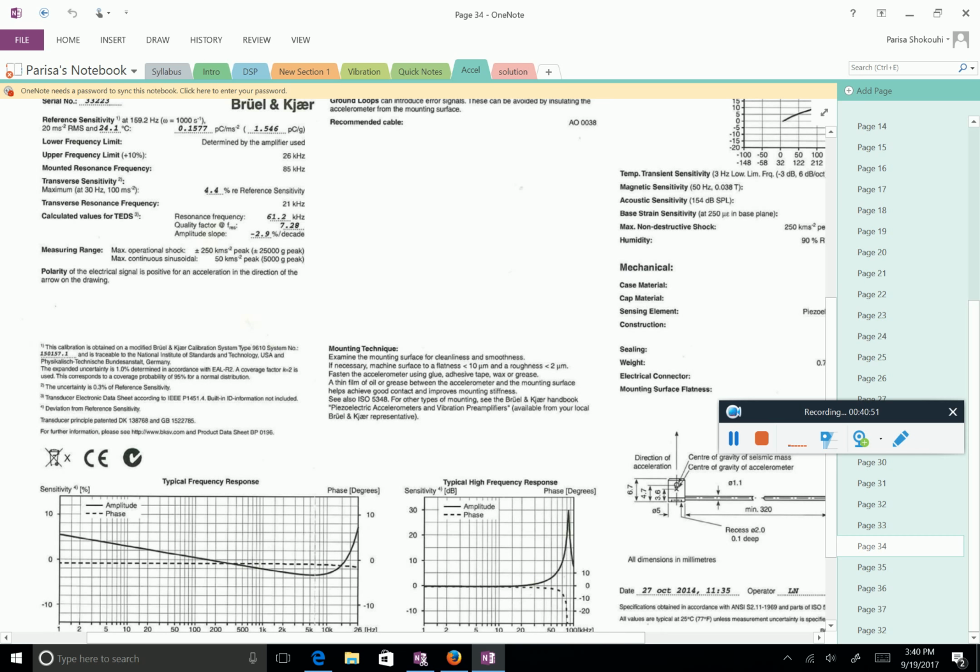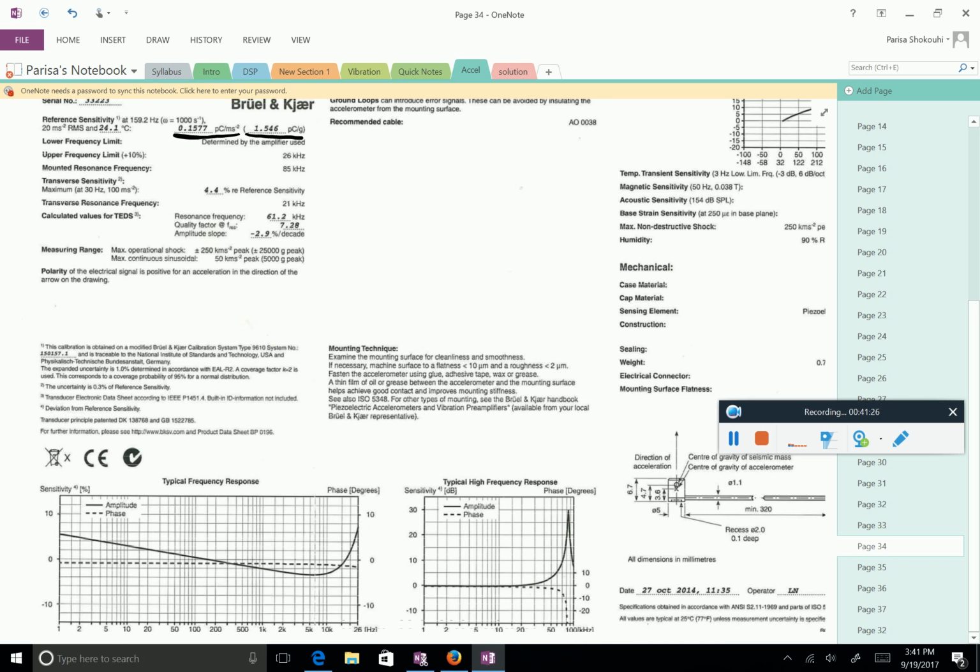Every charge amplifier has a sensitivity, and that's in picocoulomb per meter per second squared. Coulomb is the unit of charge. And this number is set inside. So if you buy an accelerometer, you need to go through the menus and enter this number into that box.